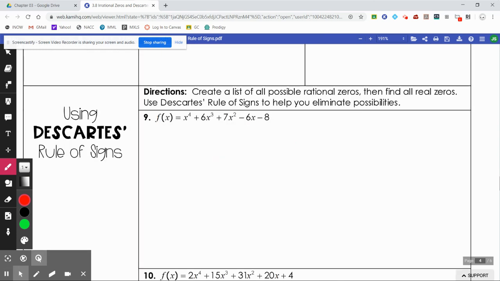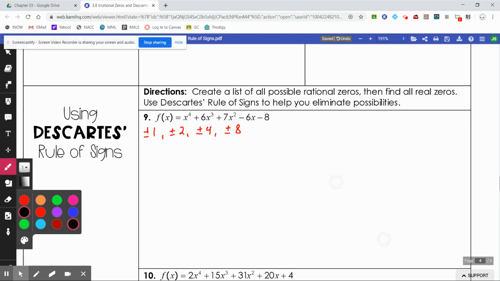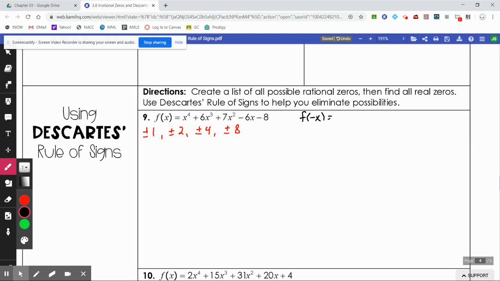Okay, on the next section it says create our list of possible rational zeros, then find all the zeros. And we're going to use Descartes' Rule of Signs to help us eliminate possibilities. Let's first start off by listing all of our possible rational roots to this function. And there those are. Next up, we're going to find f of negative x, and we're going to see how many positive roots and how many negative roots we might have. So f of negative x is going to be this. So there you see your f of x and f of negative x.